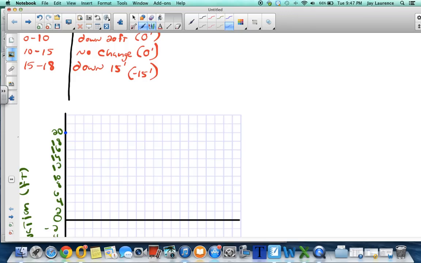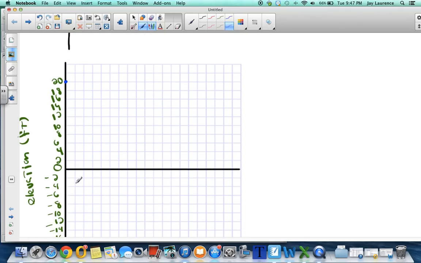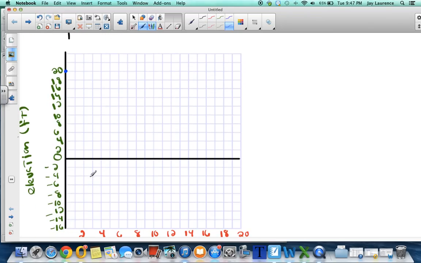at time 0, we're at 20 feet. And then at 10 seconds, we're at ground level. So what am I counting about? So that's 2, 4, right? Okay, 1, 2, 3, 4, 5, 6, 7, 8, 9, 10 is right there. And so the first part of the graph looks like this.